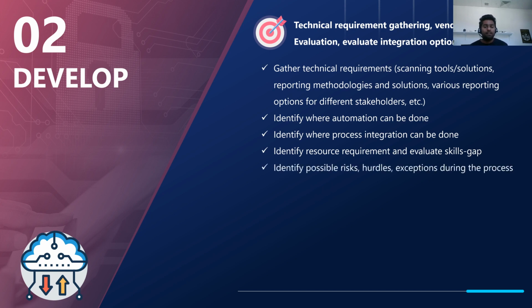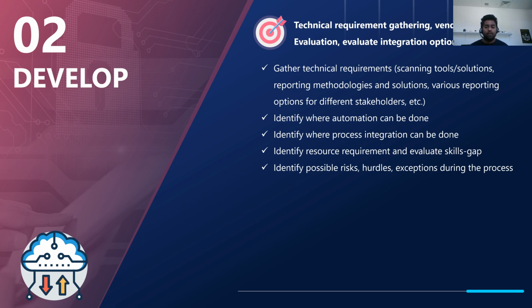Then identify possible risks, hurdles, and exceptions. For example, if I'm scanning 10,000 IPs at once, will it impact my network bandwidth within the organization? Will it impact the productivity of the software that other teams are developing, or the communication that is happening? Let's say people are talking on Skype and Microsoft Teams, and I am scanning at the same time, and it consumes all the network bandwidth because I don't have a separate network for scanning. So will it impact those kinds of things, right? You would need to document all these risks, hurdles, and exceptions.